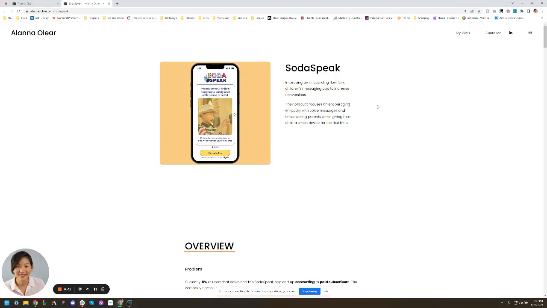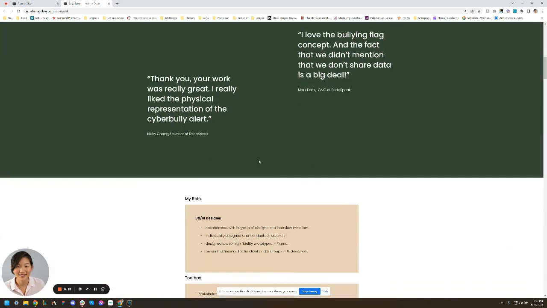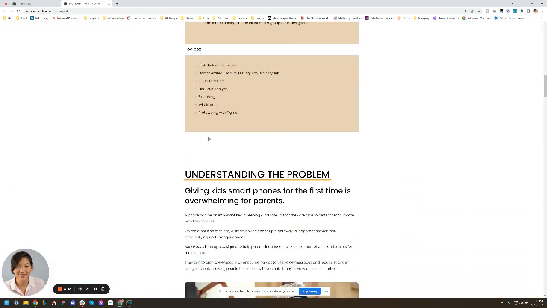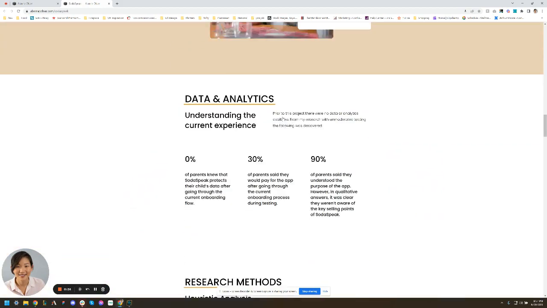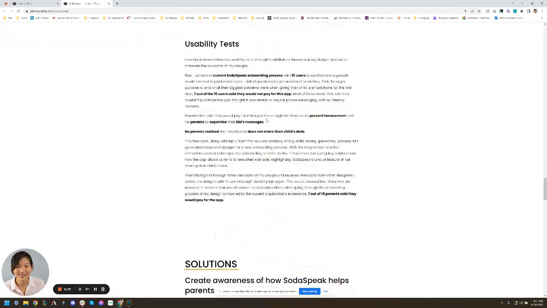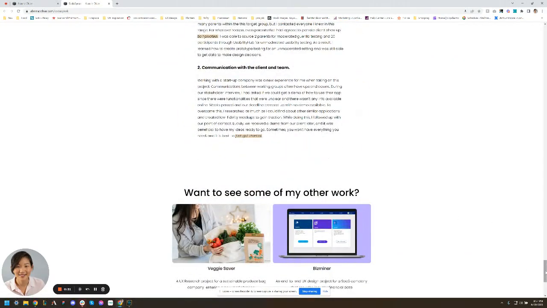Okay, so here we are in Soda Speak. Just to give a quick overview of how this page is laid out so far, it is a quick snapshot or screen of the final product, what it's about, and some overview containing the problems, the solution, and the outcomes, and then her role and toolbox. Then here she goes on with the process, understanding the problems and listing out the research, the solutions, and then what she learned.